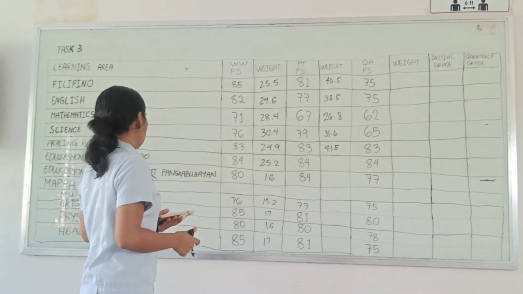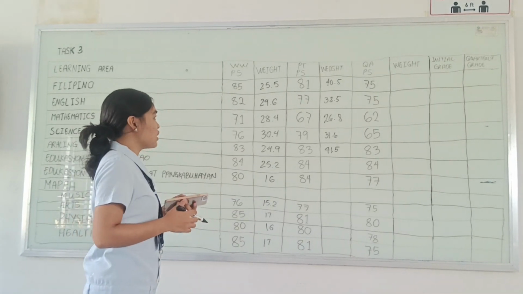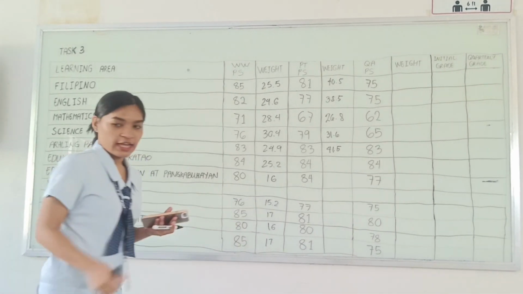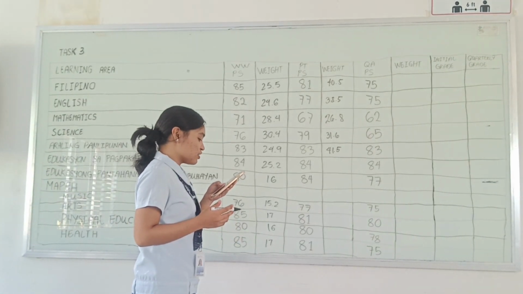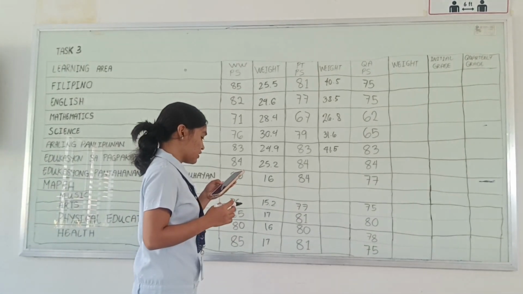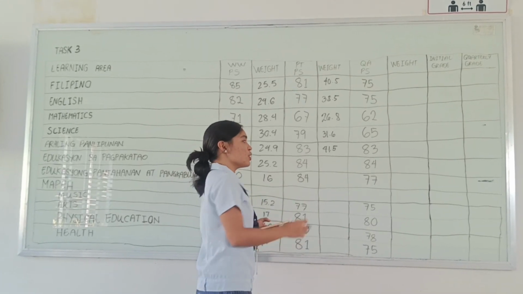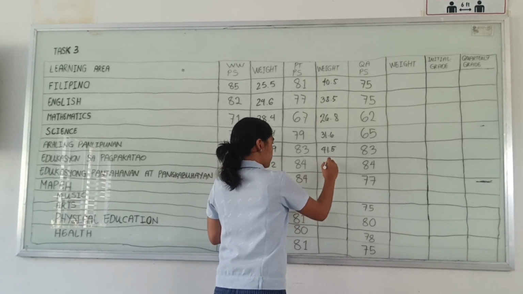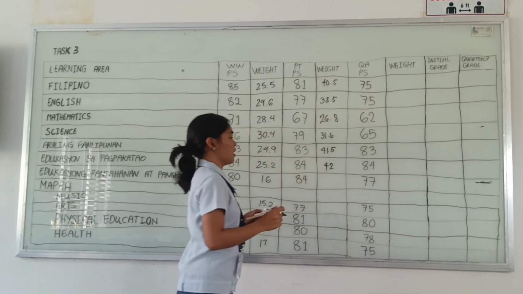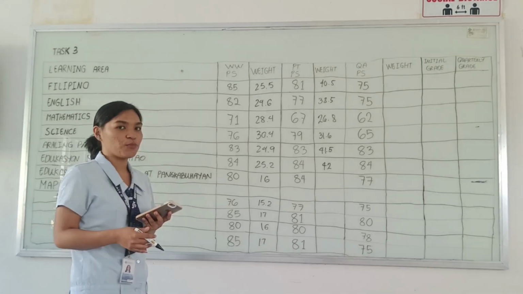The next subject is Edukasyon sa Pagpapakatao. The partial score is 84, and the weighted score of this subject is 50%. So 84 will be multiplied by 0.50, so we have 42. Next subject is Edukasyon sa Tahanan at Pangkabuhayan.